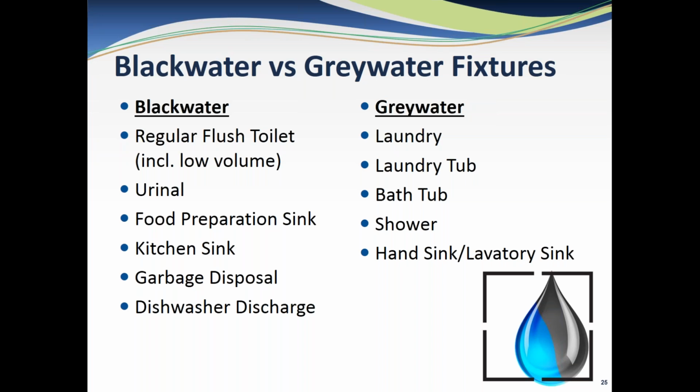So now to break it down and explain the differences, let's go through what black water and gray water actually means. Black water is your regular flush toilet, including your low volume toilets, urinals, food prep sinks, kitchen sink, garbage disposal, and dishwasher discharge. Your gray water is the laundry, laundry tub, bathtub, shower, hand sink, lavatory sink.